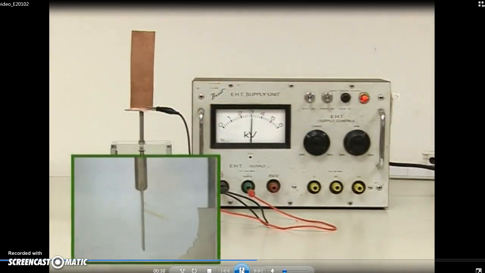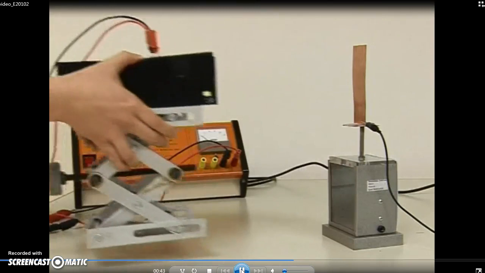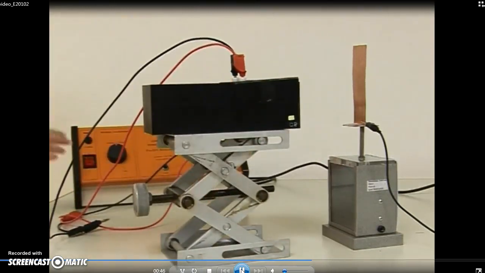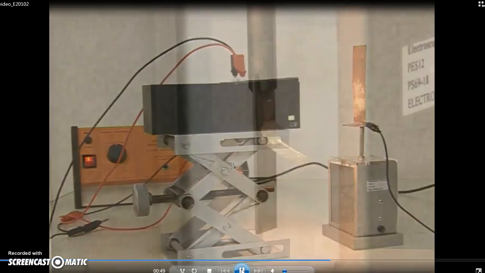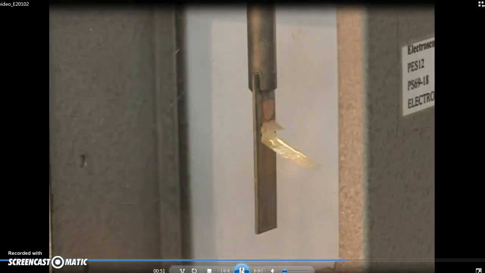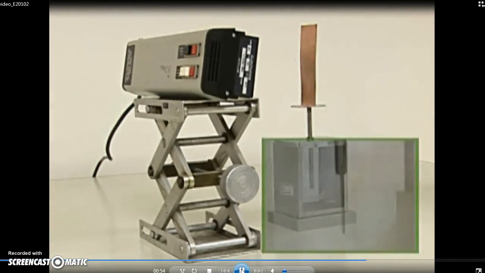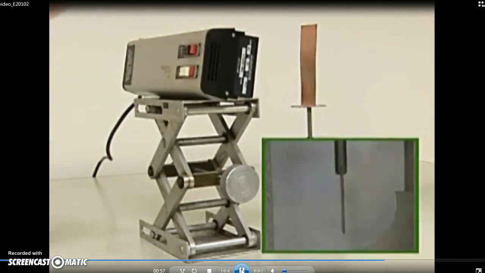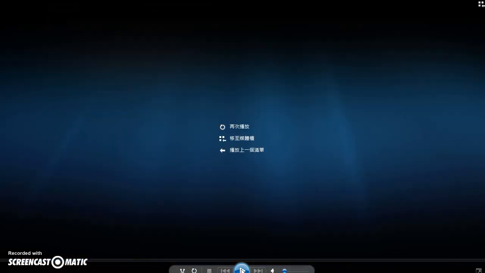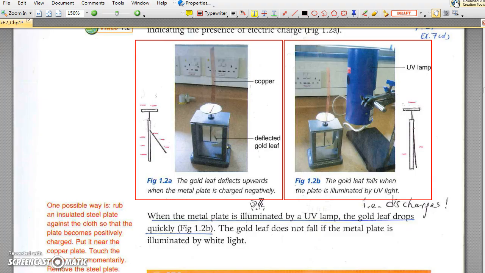When they are charged, you can see the gold leaf of the electroscope deflect. It makes an angle with the vertical. We then put an ordinary light source to illuminate the plate, and nothing can be seen. Next, we use an ultraviolet light source, and the ultraviolet light makes the gold leaf fall. When the gold leaf falls, we know the charge on the metal plate becomes less. The metal plate discharges.